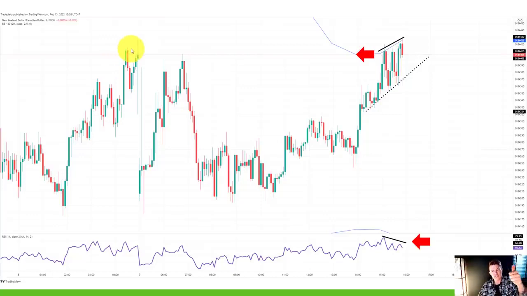We have a previous resistance area. We have a spike here. We have a pattern. We have a divergence here. And all we need now is a breakout out of this zone. And then the Bollinger Band spike would have signaled the exhaustion here.